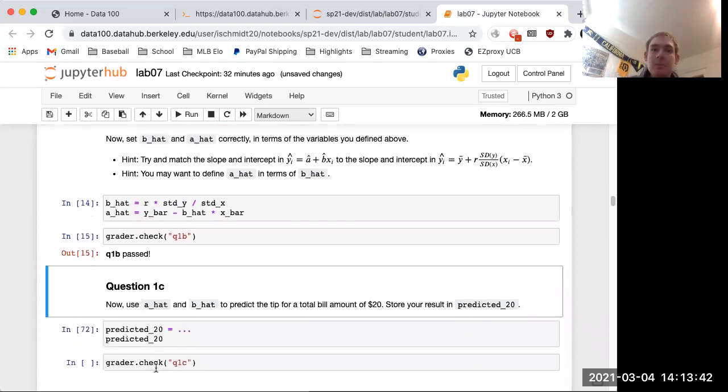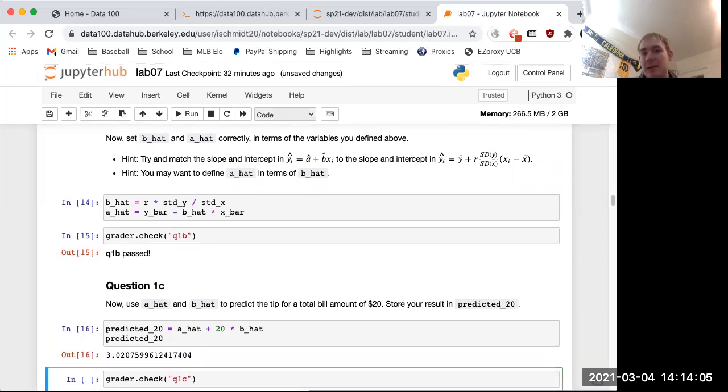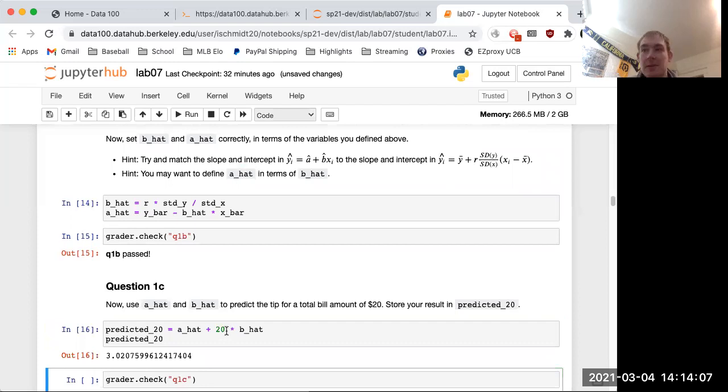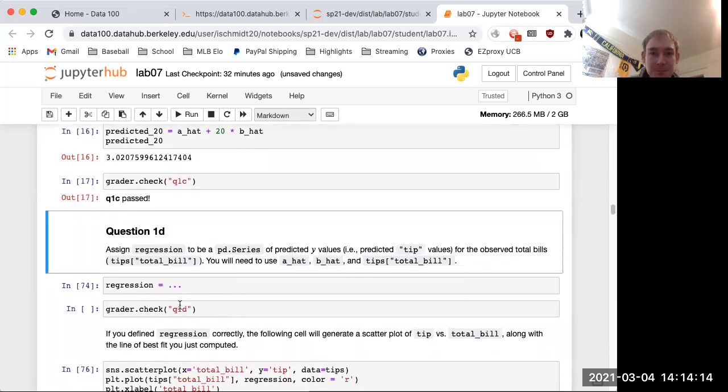Awesome. So now that we have A hat and B hat, we're going to make a prediction for a bill of $20. So let's say the total bill is $20. What do I predict the tip to be? Well, this is fairly straightforward. We can literally just do A hat plus 20 times B hat. Y equals A plus BX. And we say it's about $3.02. Okay, cool. Is that good or bad? I don't really know. But that's just what we predict given our calculations.